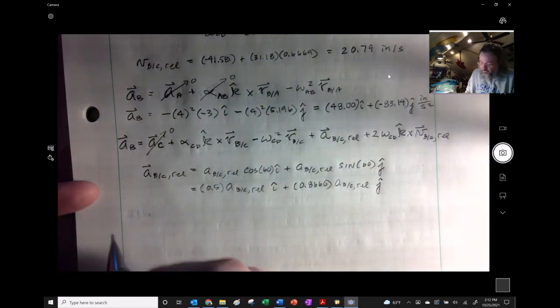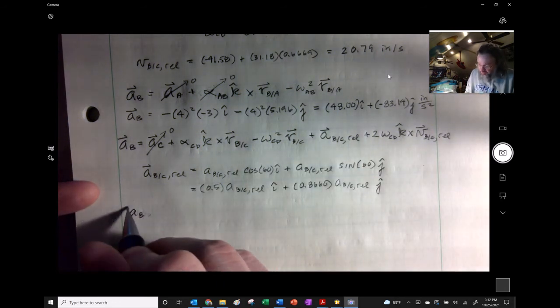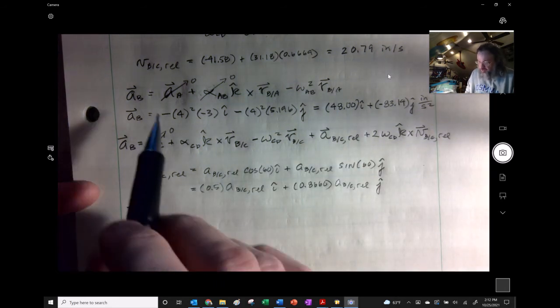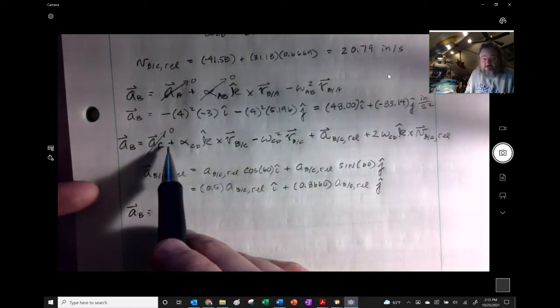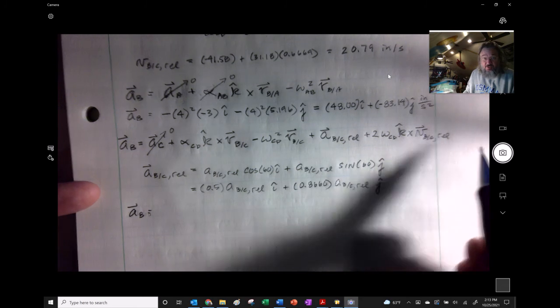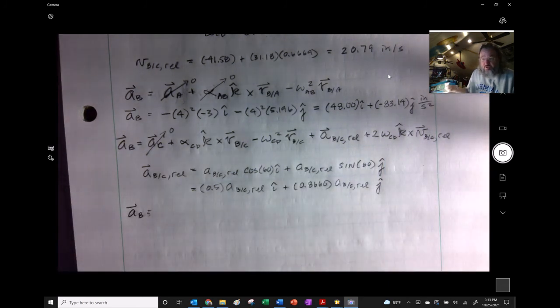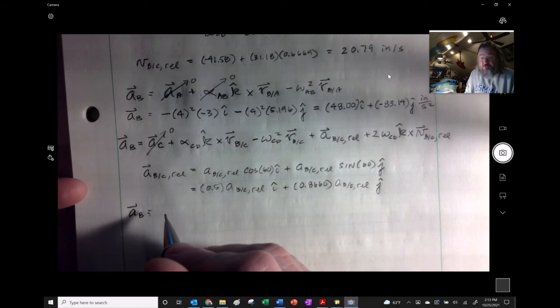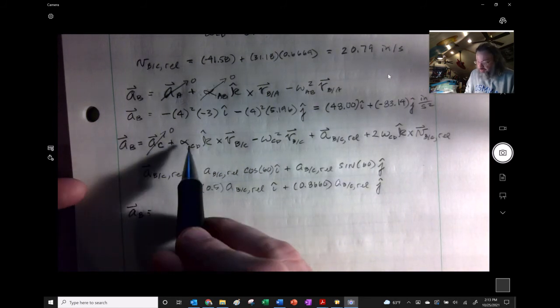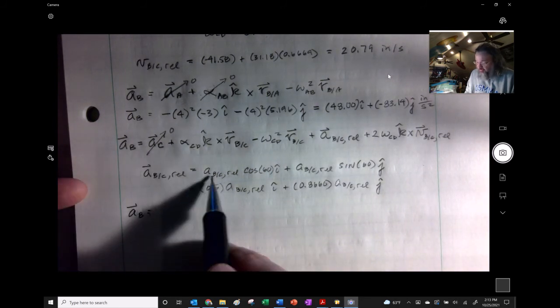All right, so the acceleration of B. We already know the acceleration of B is this value here, but I'm just going to rewrite all of these things out and then collect them all together and then do the I's and the J's, and we'll have 2 equations and 2 unknowns. Those unknowns are going to be this one and the magnitude of that.